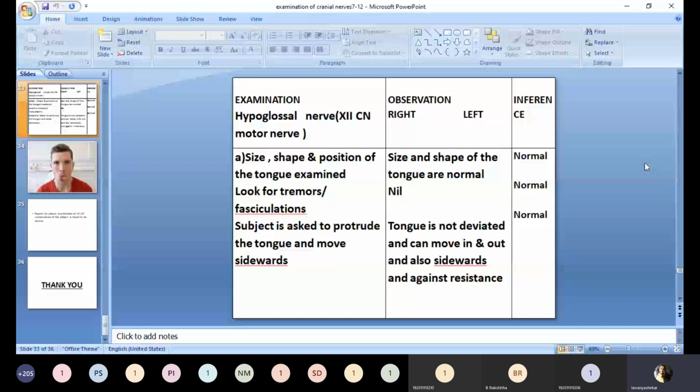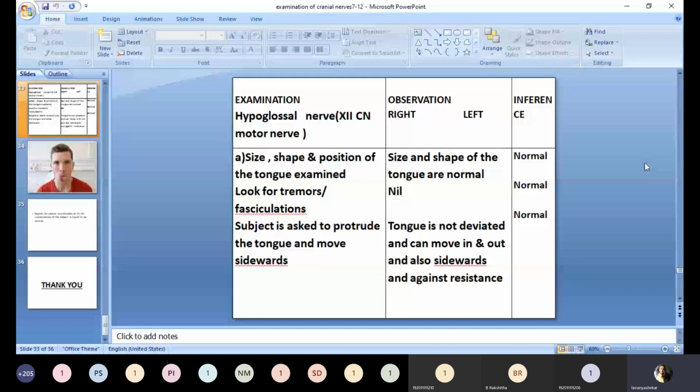Ask the subject to protrude the tongue and move it sidewards. The tongue is not deviated and the subject will be able to move it in and out and also sidewards against resistance. I'll show it in the picture later. In unilateral paralysis, the tongue will deviate towards the paralysed side. This is because the right hypoglossal nerve supplies muscles of the left side of the tongue, and this causes movement of the tongue towards the left side and vice versa. In bilateral paralysis, the person will not be able to protrude his tongue at all.